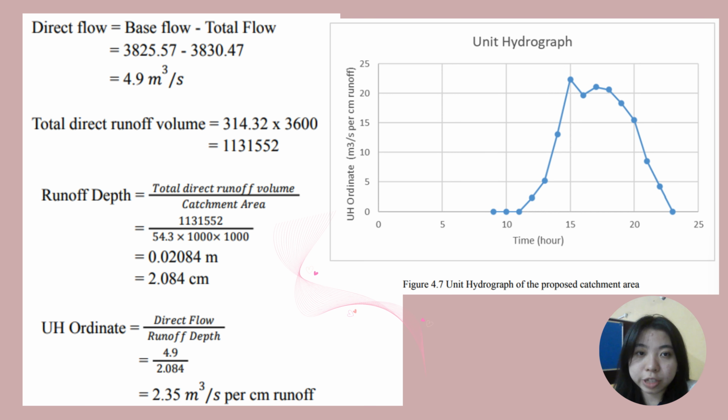After we draw a straight line in the hydrograph, we find the direct flow, which is the total flow minus the base flow. Then the total direct runoff volume is 1131552. The runoff depth is the total direct runoff volume divided by the catchment area. We get 2.084 cm. Next, the UH ordinate was found by using the formula direct flow divided by runoff depth. After calculating all the values, we plot a unit hydrograph.